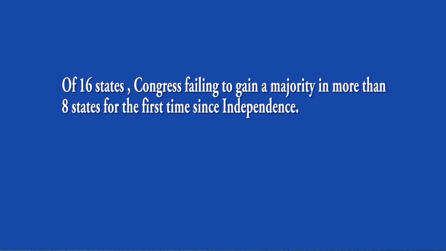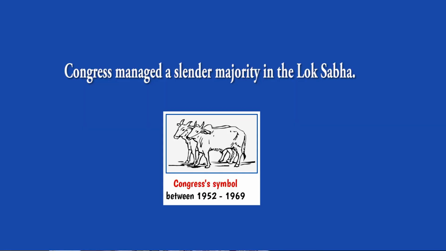The first is the so-called breakdown of what we may say the Congress system. For the first time in 1967, we find that of the 16 states where they contested, Congress failed to gain a majority in more than 8 states. This was the first time since independence. This meant Congress was being rejected. The ethos of Congress, or maybe the policies or governance pattern of Congress, were not accepted in those 8 states where they lost majority. Moreover, Congress won the Lok Sabha elections not by a huge mandate, unlike in the earlier elections. It won by a very slender majority.